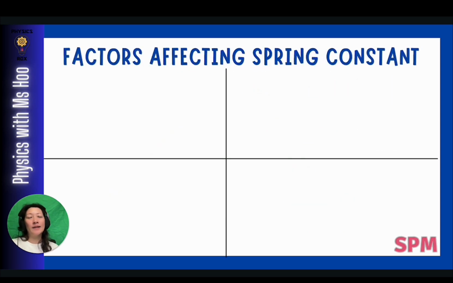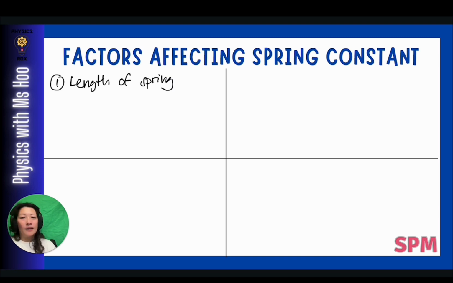Now, let's take a look at the factors affecting the spring constant. In this case, this means if we have different springs, or if we want to modify a spring, how can we increase or decrease the spring constant? This topic is only covered in SPM, but if you're taking IGCSE, no problem for you to learn. There are 4 factors. The first factor is the length of the spring.